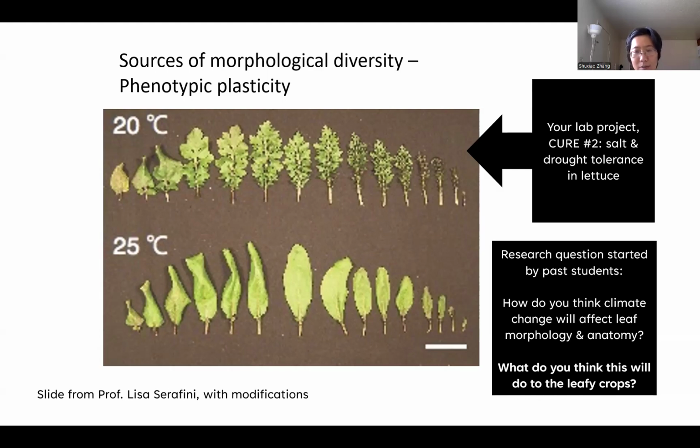And this question is asked by past students that they have made some progress in answering: how will climate change affect leaf morphology and anatomy? And specifically, the reason that we're continuing this project with you guys is the question the past students have asked: how will climate change affect the leafy crops we eat, such as lettuce? So that's how the lettucing happened.